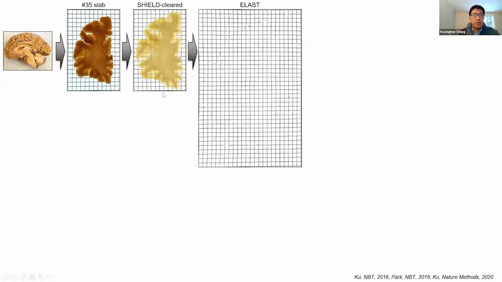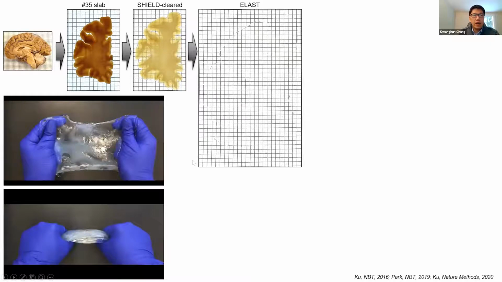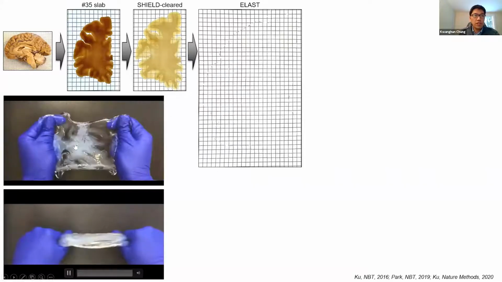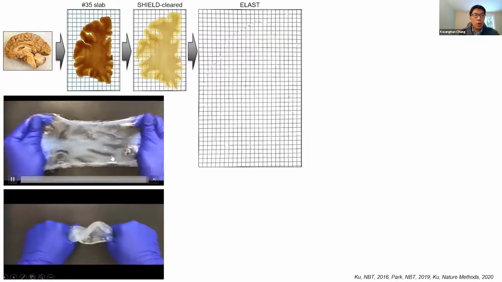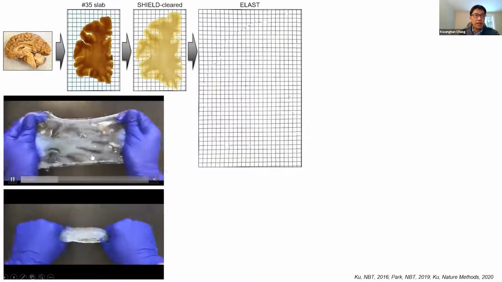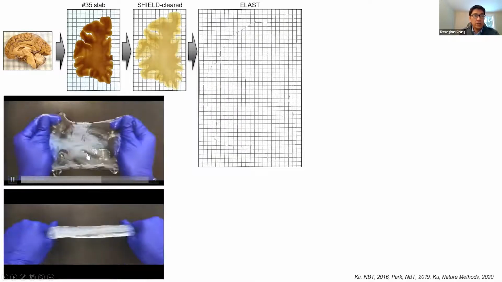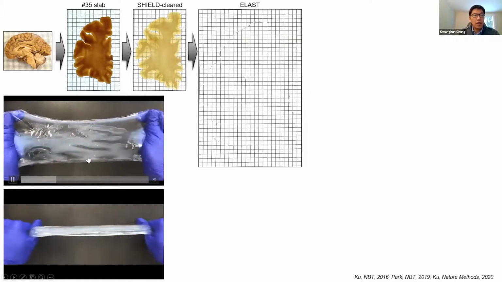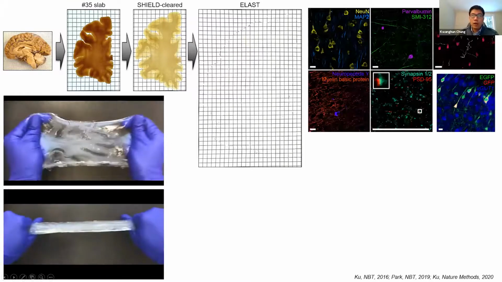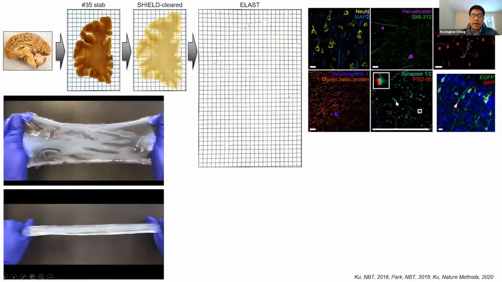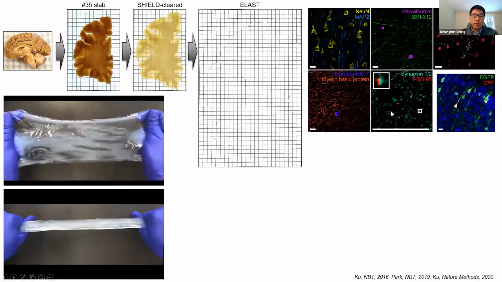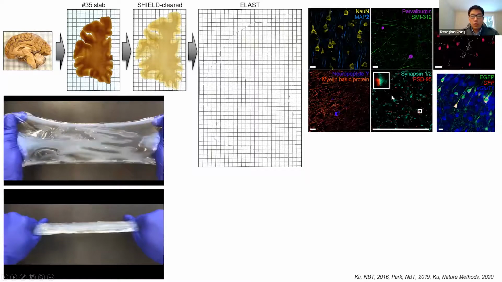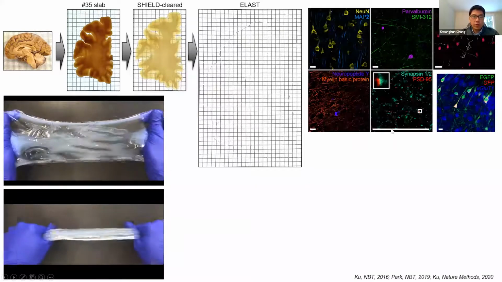After SHIELD treatment, we use the ELAST technique to turn this tissue into compressible and stretchable hydrogel. This video shows whole human cerebellum slab ELAST process, and as you can see, they are really compressible and stretchable. And with this approach, we can basically make human tissue indestructible so that we don't lose these important tissues. And all the molecular and structural information, cellular information is preserved, just like SHIELD. So we can use immunohistology or mRNA FISH to extract those informations.